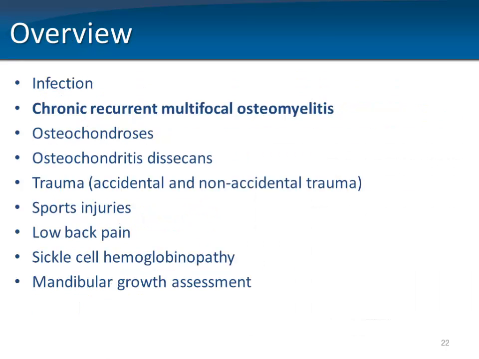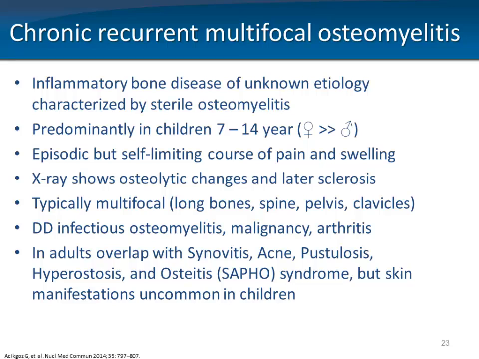So, moving then to chronic recurrent multifocal osteomyelitis. It is an inflammatory bone disease, and we actually don't know quite well why it happens. It is characterized by a sterile osteomyelitis. It in particular affects children between the ages of 7 and 14, and it tends to do so more in girls than in boys.